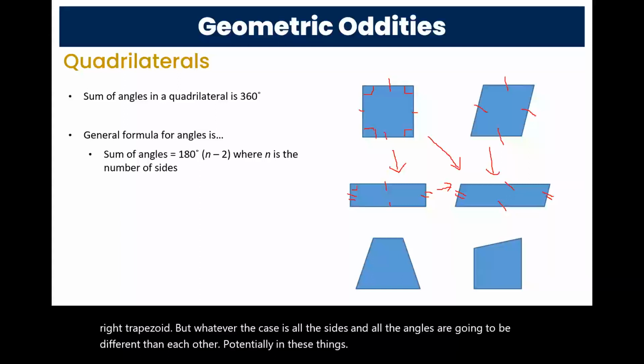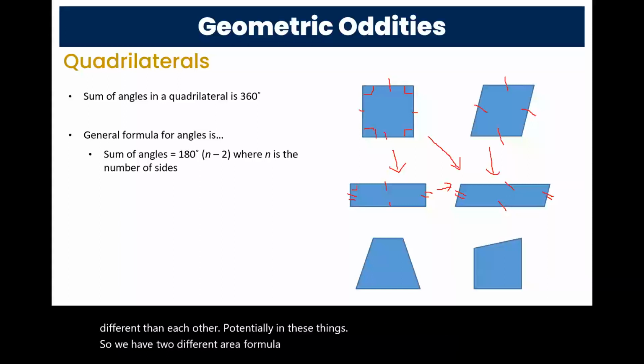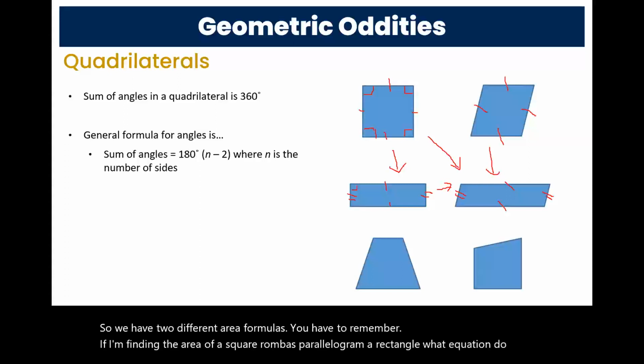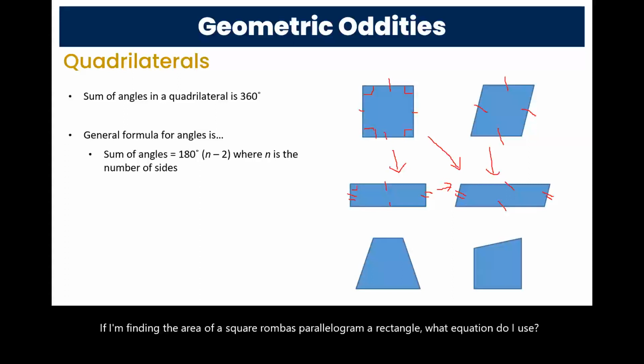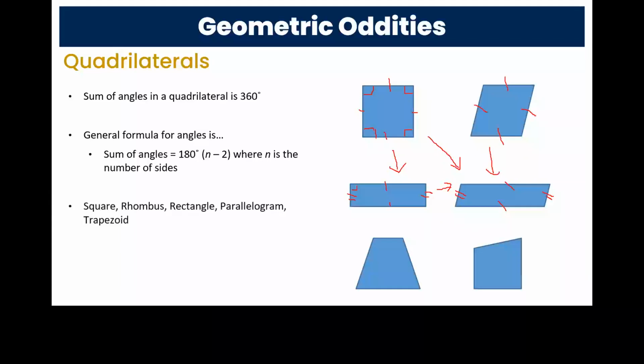So we have two different area formulas you have to remember. So if I'm finding the area of a square, rhombus, parallelogram, or rectangle, what equation do I use? Like, how do I find the area of a square?